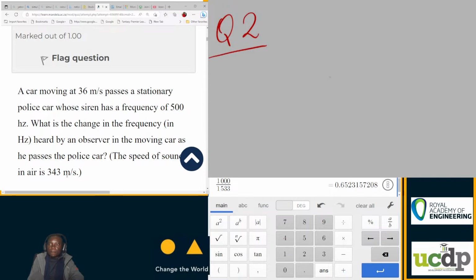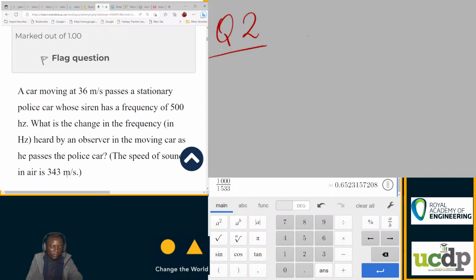So we have a car moving at 36 meters per second passing a police car whose siren. So the police car is the source, which has a siren of frequency 500 Hz. Then now we want to find the frequency heard by the observer in the moving car, which means the observer is moving at 36 meters per second as he passes the police car. So the change as he passes the police car is the change between the frequency as the observer approaches and the frequency as the observer moves away from the police car.